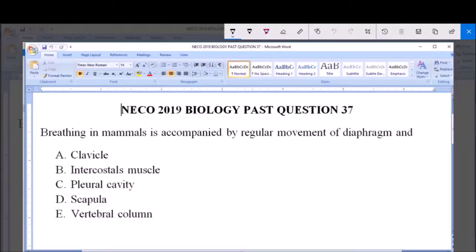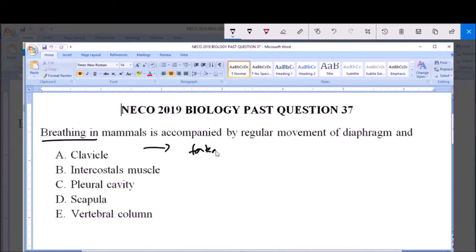I will be answering NECO 2019 biology past question 37. Breathing in mammals is accompanied by regular movements of diaphragm and: A. Clavicle, B. Intercostal muscle, C. Pleural cavity, D. The scapula, and E. Vertebral column.